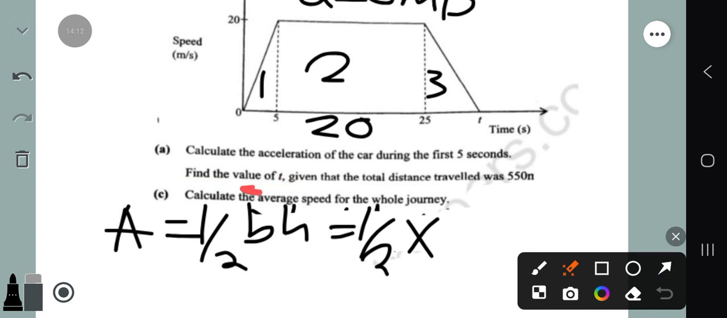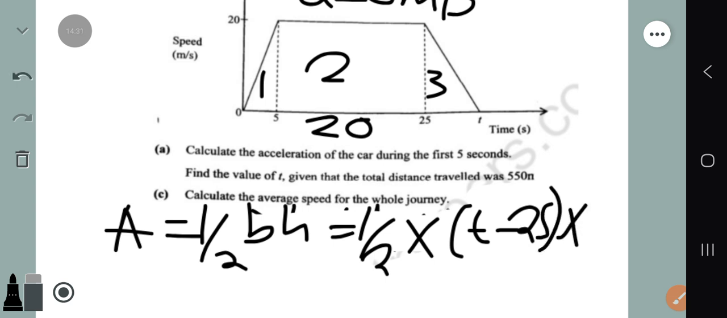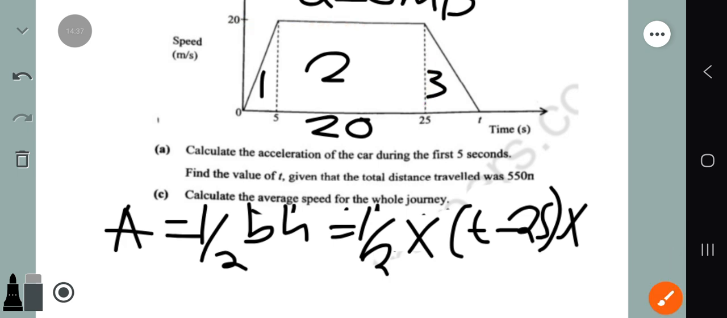Find the value of t, given that the total distance traveled was 550. So I'm looking for t, right? So I need to find the difference because this triangle is starting from 25 and ending up to t. So t minus 25. So I'm going to say times t minus 25 because that is the base. Again, times what? The height. The height is this distance. So this distance is still 20, all right? So times 20. So from here, I can divide 2 into 2, 1. 2 into 20, 10.